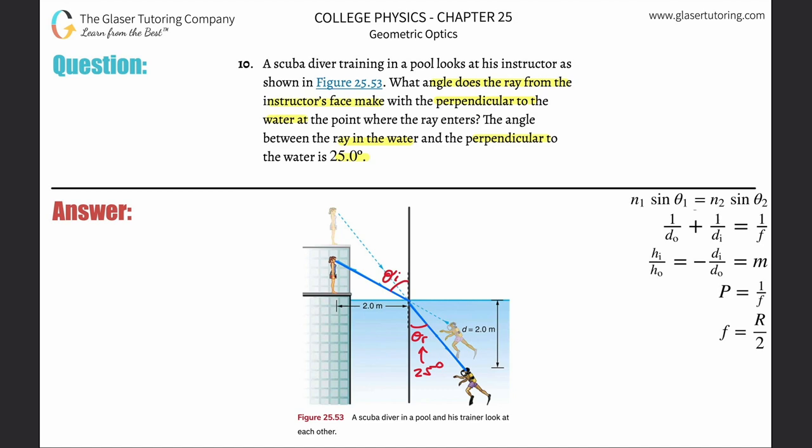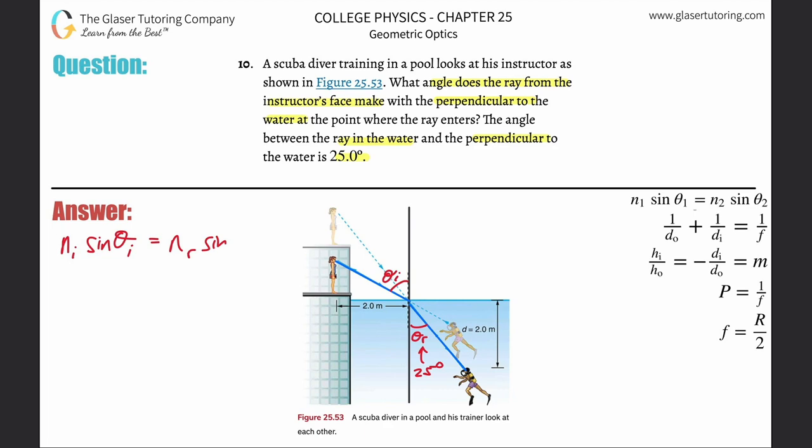In order to do this, we can use Snell's law. This says that the index of refraction on one side, which I'm going to call the incident side, multiplied by the sine of the angle that's made with respect to the normal on the incident side, is equal to the index of refraction of the refracted ray multiplied by the sine of the angle of the refracted ray. Remember, the normal is the perpendicular line relative to a surface.